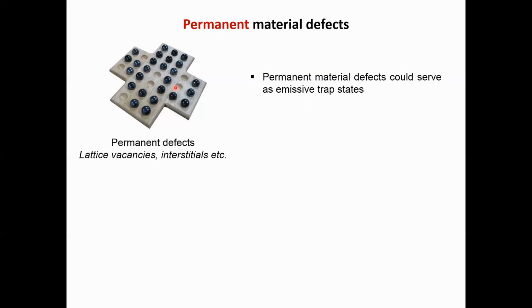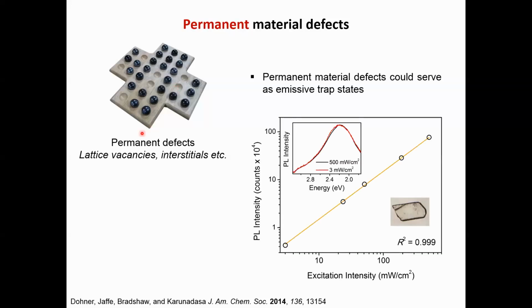So if this material had a whole bunch of defects and all these holes had a different depth, I can maybe persuade you that every time a marble emits, every time a trapped electron emits, it will emit a different color because each hole has a different depth. That is possible. We can test this by looking at the power dependence.